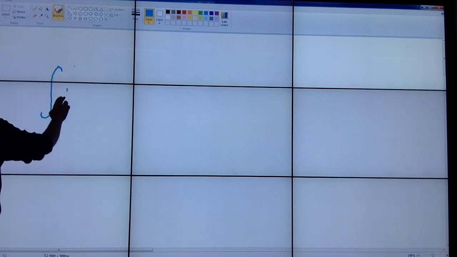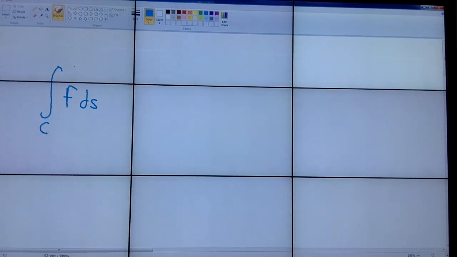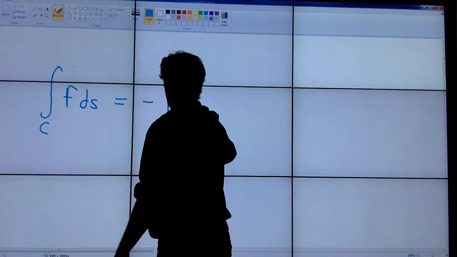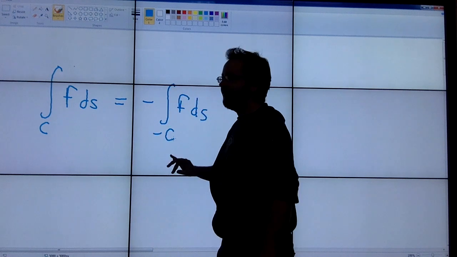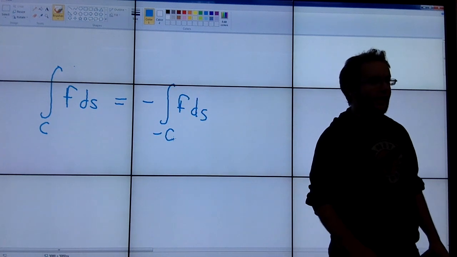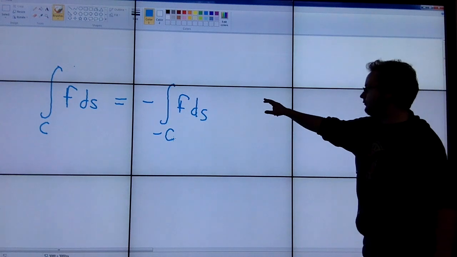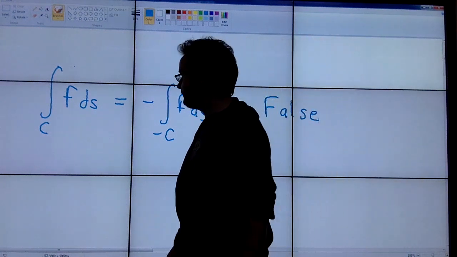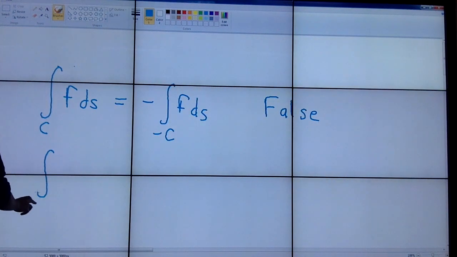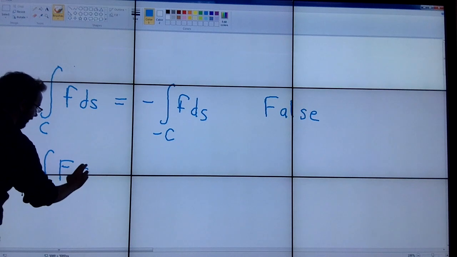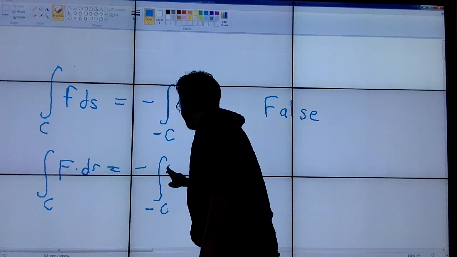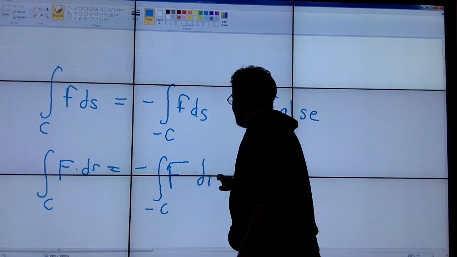The integral of f ds, this is a line integral of a scalar field, they might say equals negative integral f ds if we negate C, C being the reverse direction, to which you say no, false. Because for scalar fields, it doesn't matter. However, the second question says true or false. If I'm doing f dot dr over a curve C, then I get the negative result if I negate the curve for f dot dr. And that is true.